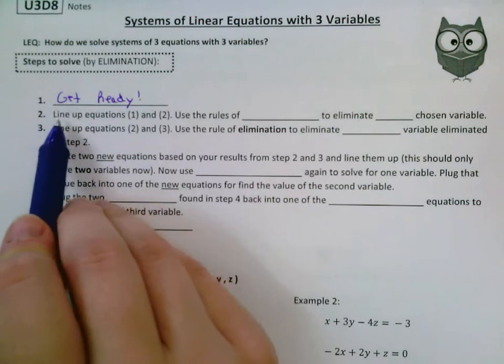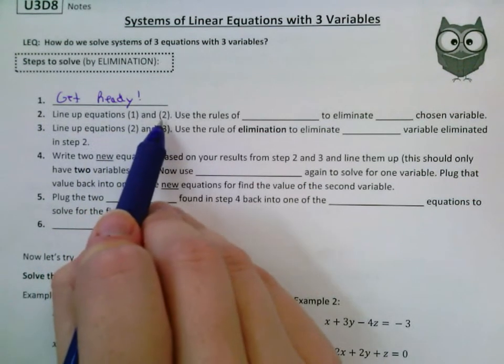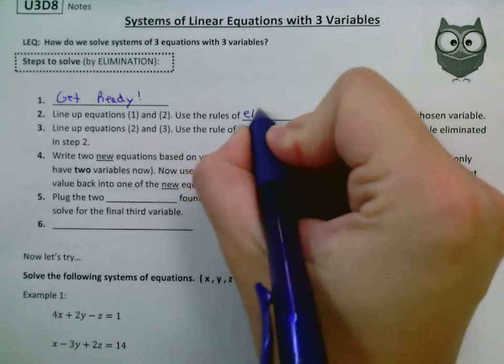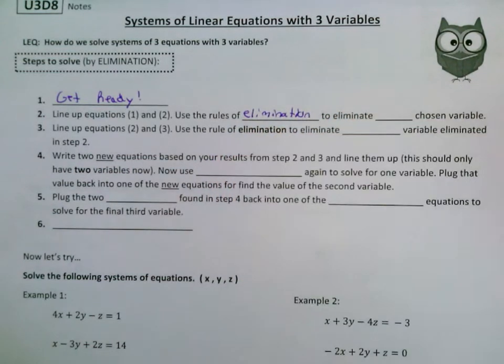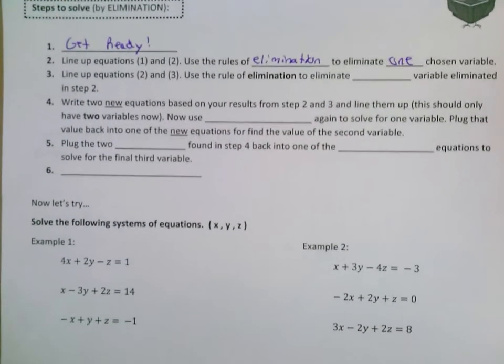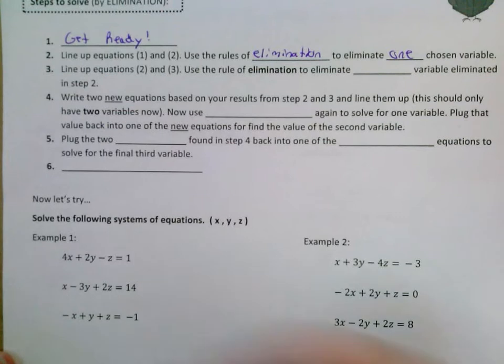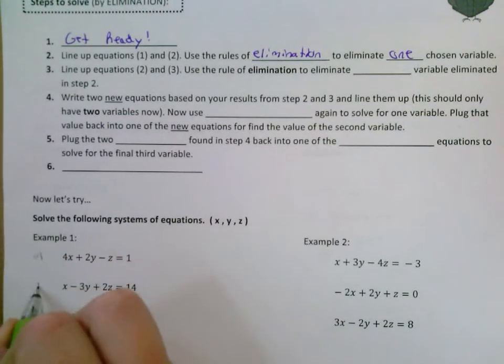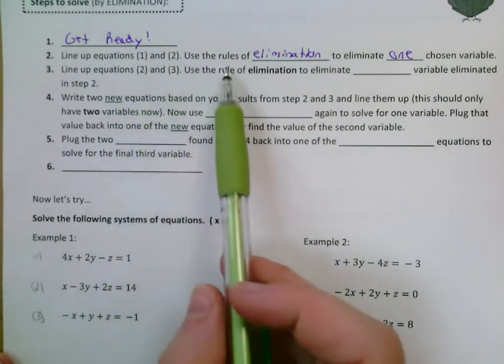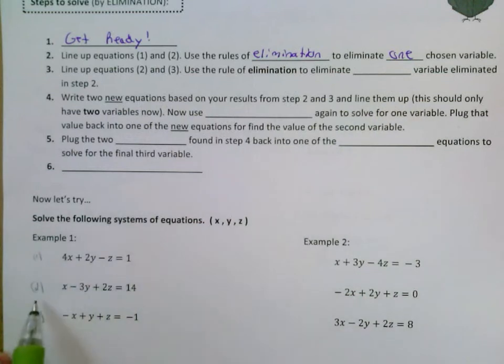The next step says line up equations 1 and 2. Use the rule of elimination, because that's the method we're using right now, to eliminate one of the variables. So let's say I come down here to example number 1. We're going to call this equation number 1, equation 2, equation 3. Now the directions say to line up equations 1 and 2 and eliminate one of the variables. So let's say that we're looking at the first two equations, 1 and 2. Which variable do you want to eliminate? I'm going to go ahead and say I'm going to eliminate the x's.